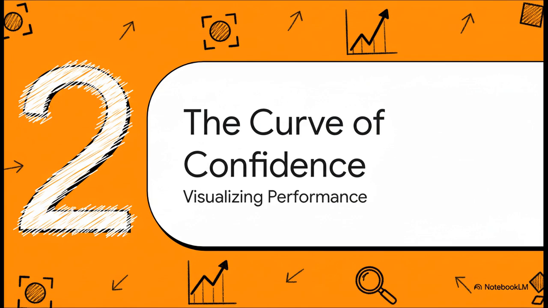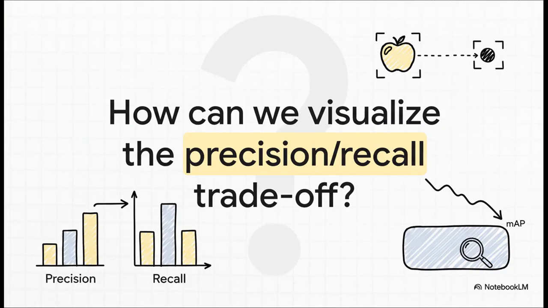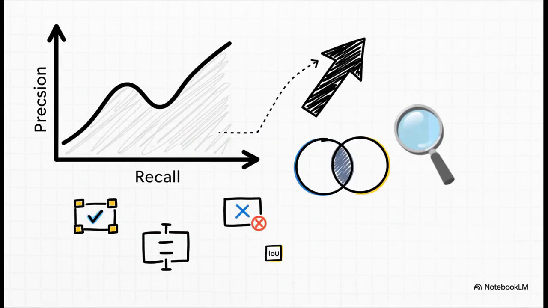The next logical question is, how do you even capture that relationship in a single, useful picture? Well, the answer is a tool that shows us exactly how a model's performance changes as we start tweaking its confidence level. And that tool is the precision recall curve. It's basically a graph that gives you the entire performance of a model at a glance. It puts precision on one axis, recall on the other, and it shows you exactly how one changes as you demand more from the other.